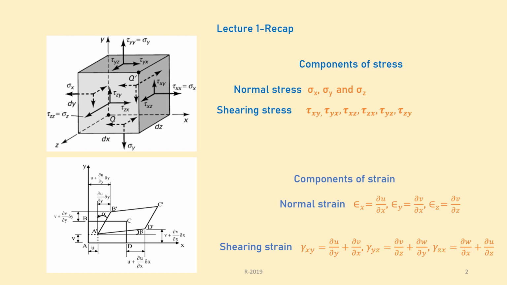In lecture 1, we learned how to notate the various components of stress, then when to take them as positive, when to take them as negative. Remember, normal stress is positive if the stress creates a tension in the body. If it creates a compression, normal stress is negative.